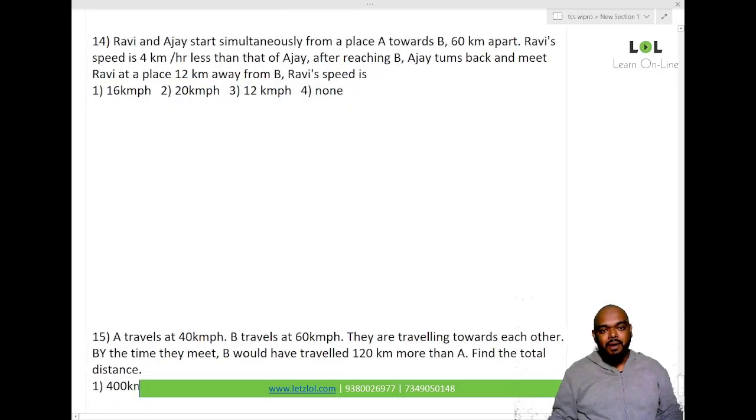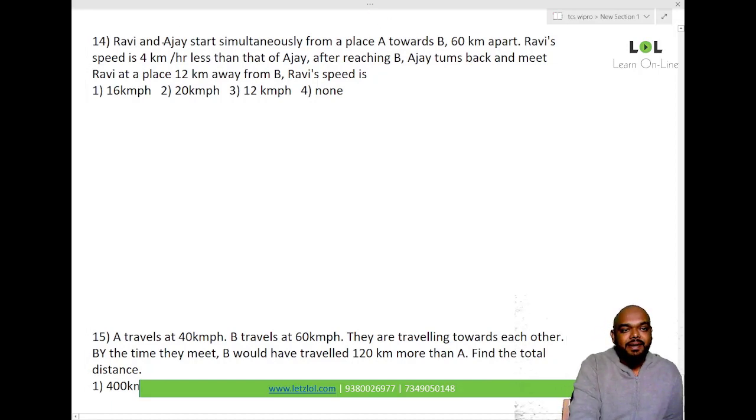Another question, very similar to the previous one. Okay, let us understand. Ravi and Ajay start simultaneously from a place A towards B. Once again we have two places A and B. Now both are starting from the same place, that is A. Let us call this as A and this as B. Who are the two people? One is Ravi, the other one is Ajay.